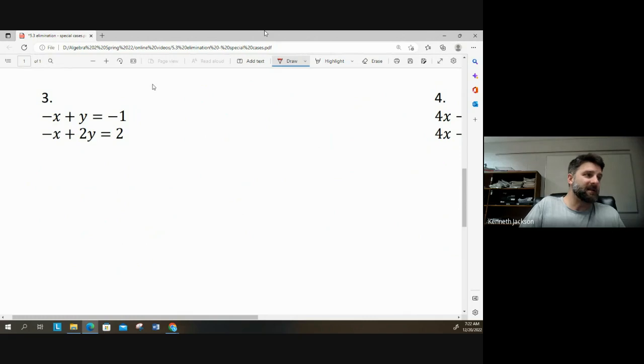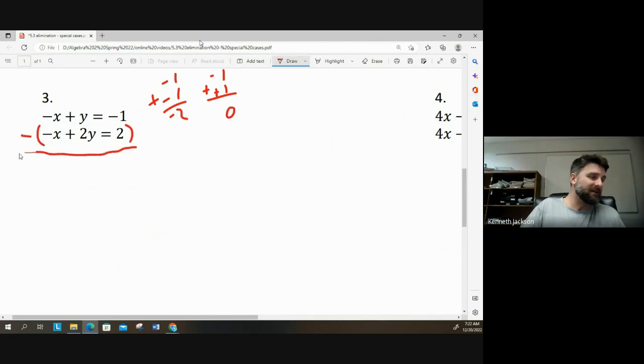So I look at my x's. I have a -1 and a -1. Those are the numbers in front of x. I'm asking myself, if I were to add these two, -1 plus -1, does that give me 0? No, that gives me -2. If I were to subtract, -1 minus -1, a double negative makes that a positive, and that gives me 0, which means I am subtracting these two equations.